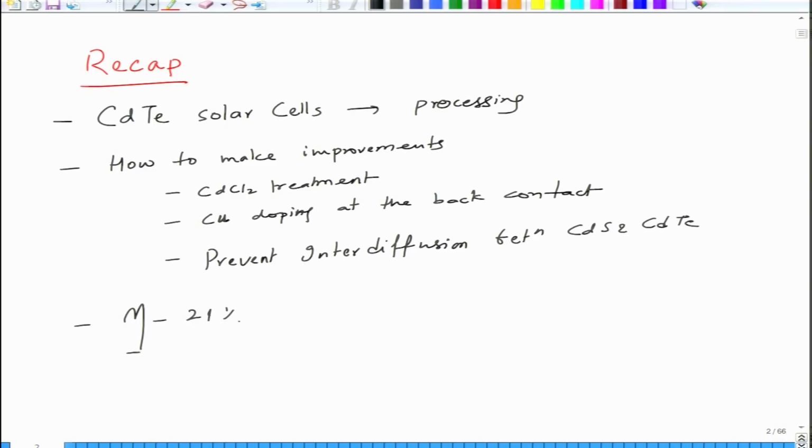So, these are a few methods which can improve the process, and then we saw the efficiency of this is about 21%. The best efficiency is obtained. These are device level efficiencies, not the module level. Module level efficiencies go a bit lower. However, this is a very promising technology for the future.